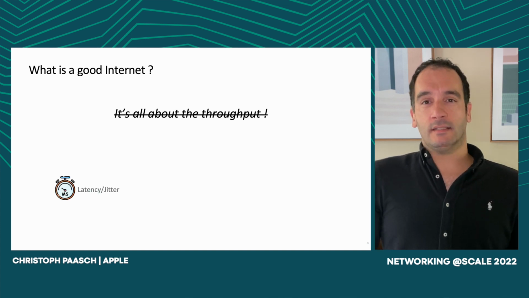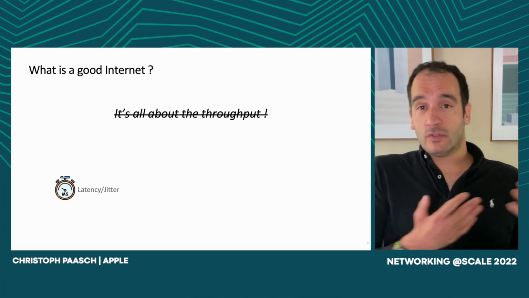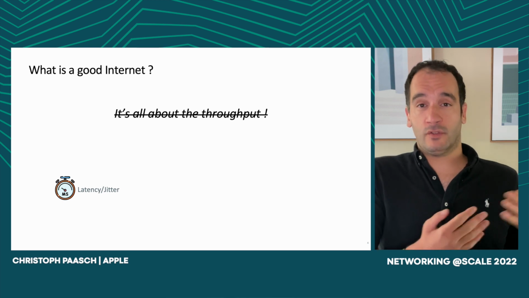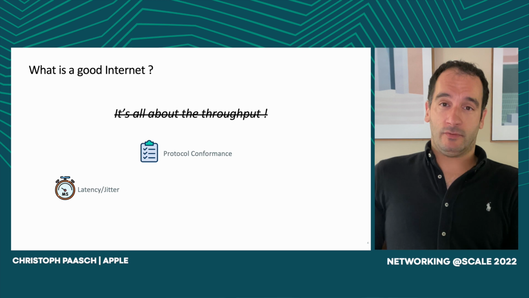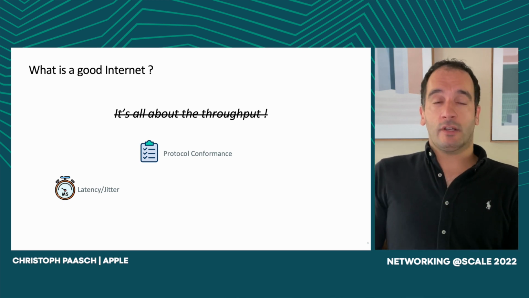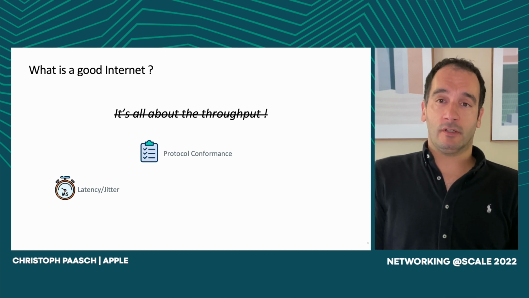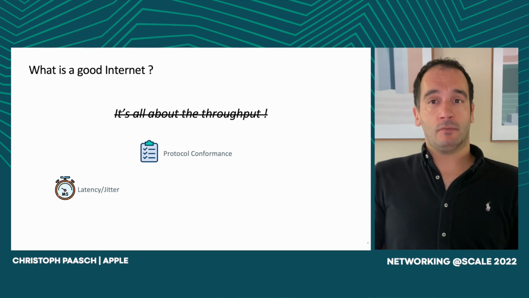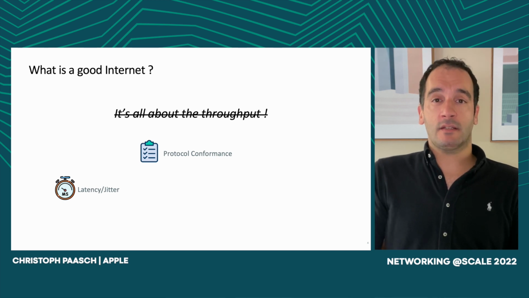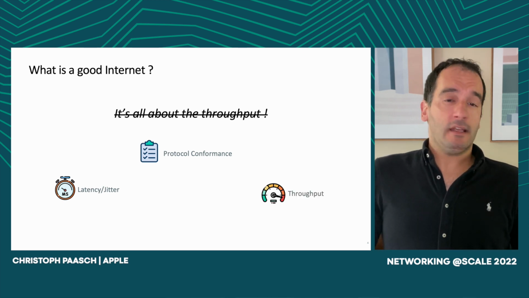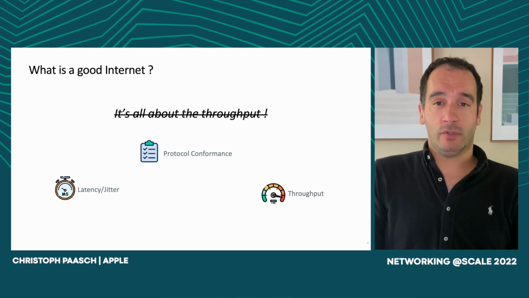It's also about latency and jitter. And we are used to measuring latency and jitter as well with tools like ICMP ping. It's also about the protocol conformance. Standardization organizations like the IETF are working hard to improve the protocols on the internet, making them faster, more performant, and more secure. And it's important that the internet is able to accommodate those protocols and allow them to be used. And finally, yes, it is also about throughput on the internet.